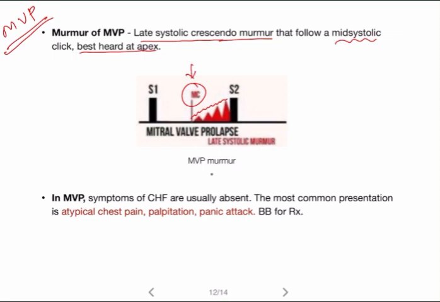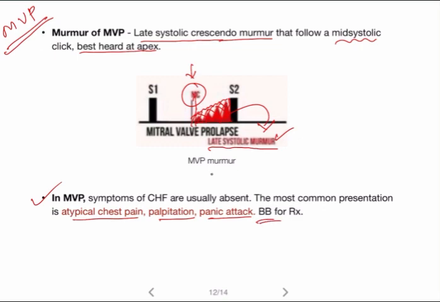This is what we call the murmur of MVP. This mid-systolic click can be followed by a late systolic murmur also. So a mid-systolic click followed by a late systolic murmur is the case of MVP. In MVP, the symptoms of congestive heart failure are usually absent. Most often it is atypical chest pain, palpitation and panic attacks. Beta blockers are the treatment of choice.